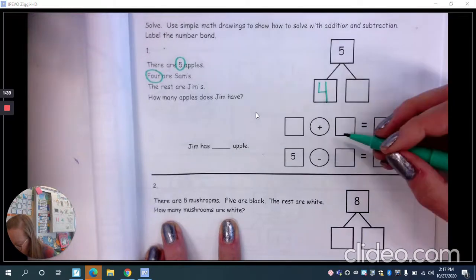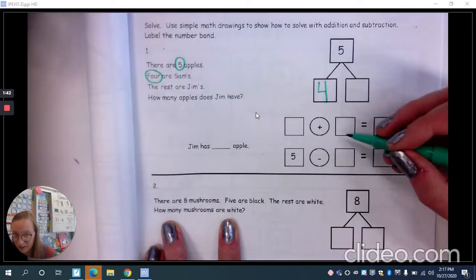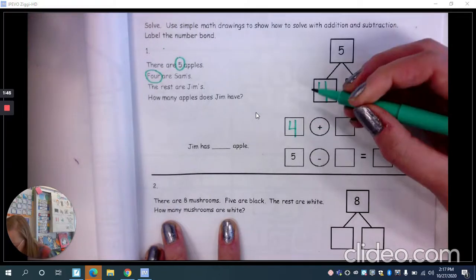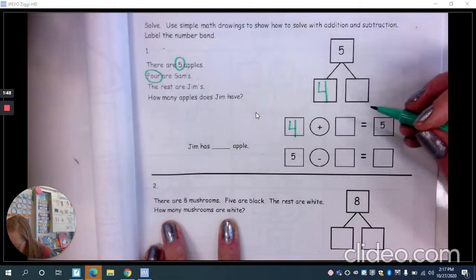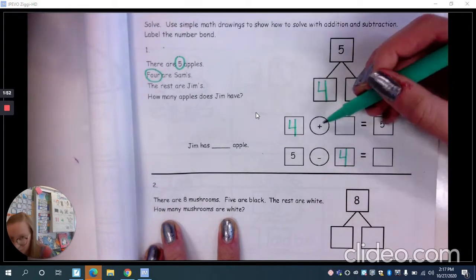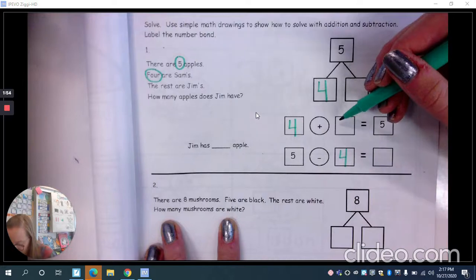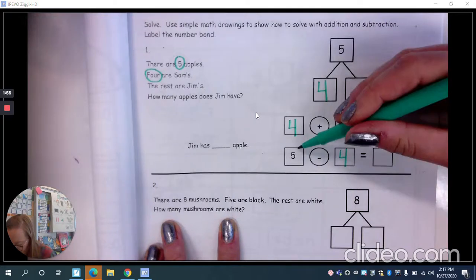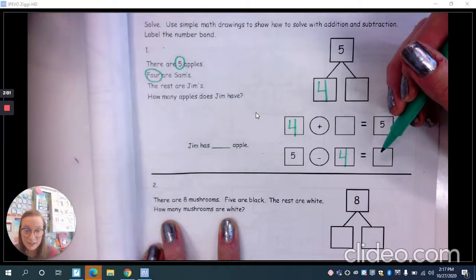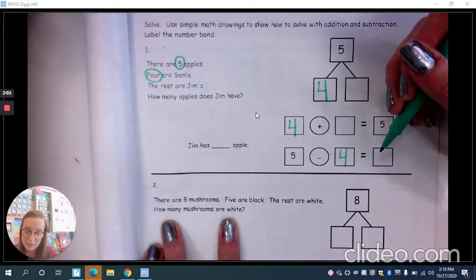I also get to write the part I know in our adding and subtracting sentences. So I will write 4 in. And for subtracting, I will write 4. So 4 plus our missing part equals 5. 5 minus 4 equals our missing part. All right, I think I'm ready to do my math problem. I have set up everything I know.